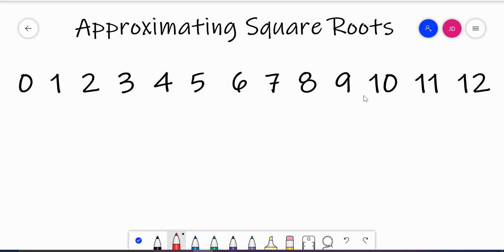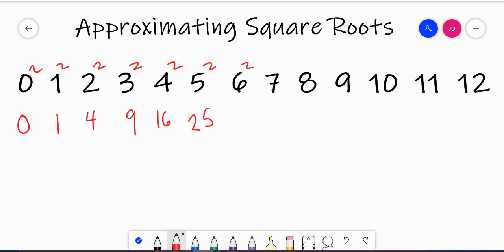So using our times tables, we're going to figure out the square of each of these numbers. So 0 squared. Now remember, when you square a number, you multiply it by itself. So 0 squared means 0 times 0, which is 0. 1 squared is 1 times 1, which is 1. 2 squared is 2 times 2, which is 4. 3 squared is 3 times 3, which is 9. 4 squared is 4 times 4, which is 16. And I'm going to keep going and just write these all out.